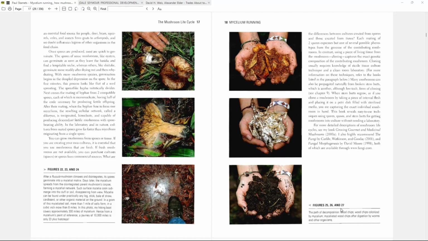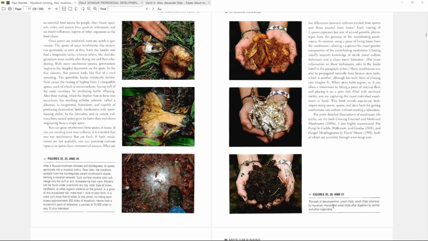And now figures 25, 26, 27. The path of decomposition: wood chips colonized by mycelium, myceliated wood chips after digestion by worms and other organisms. Progression leaves mycelium and then colonized, composted.